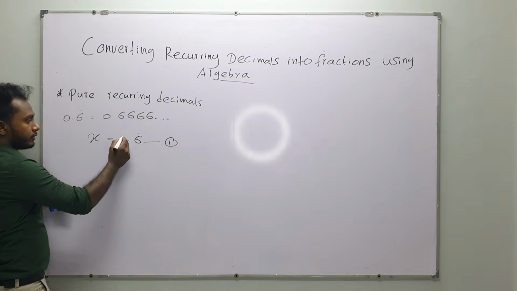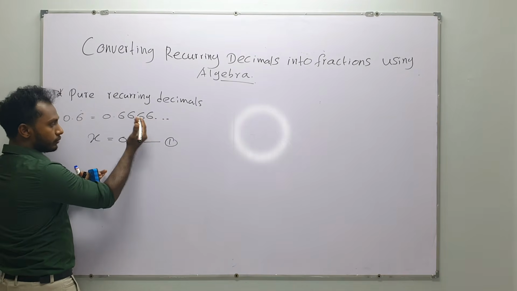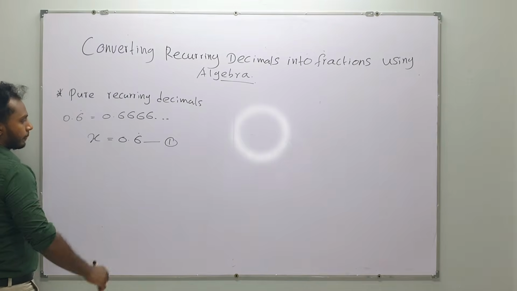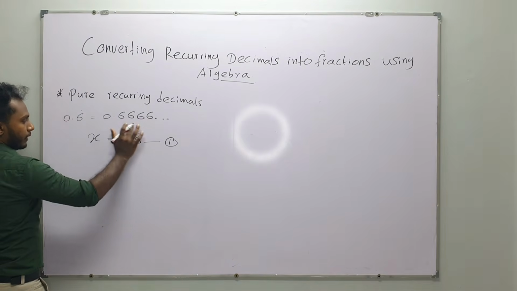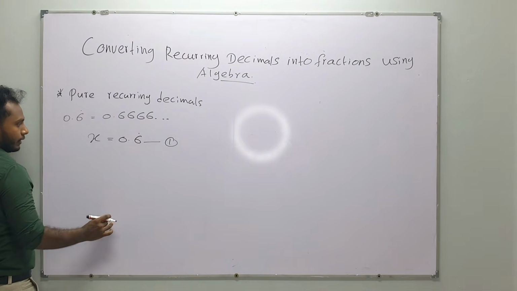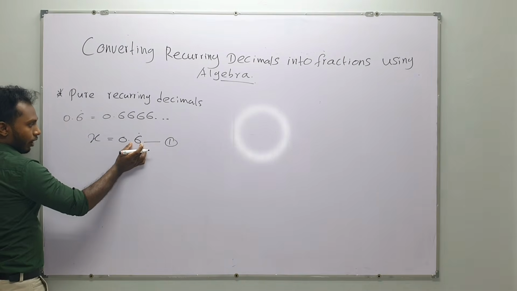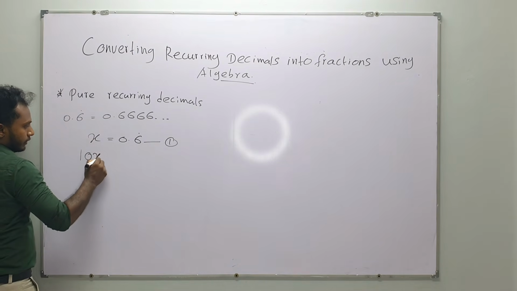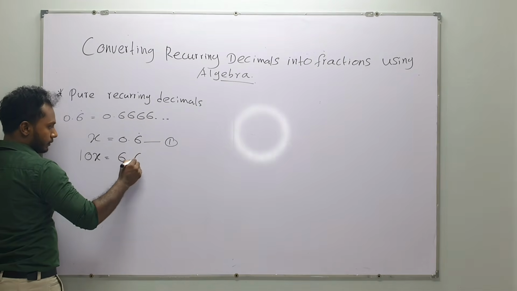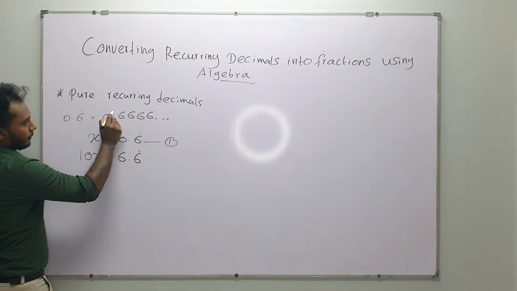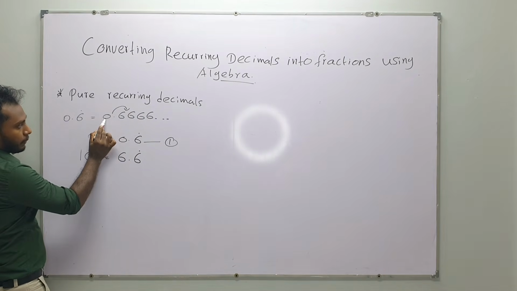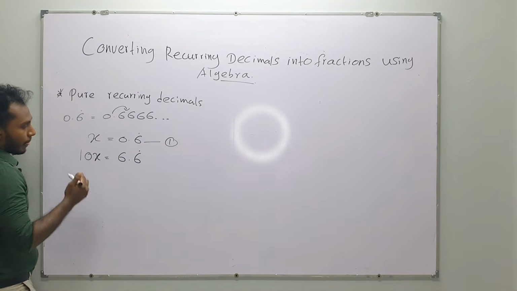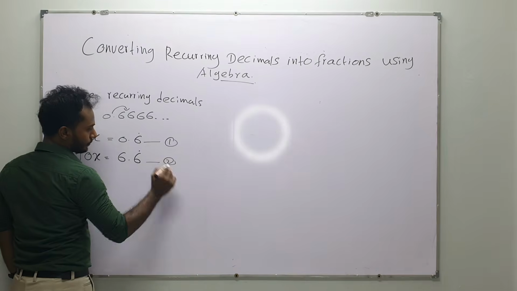Since there's only one digit recurring, I want to get that to the left side of the decimal place. To do that, I will multiply this whole equation by 10. Why? I want to get this digit only, right? Then I would write 10x equals 6.6 recurring. See, I multiplied by 10. What happened? The 6 came to this side, but the other 6 is already recurring. It never stops. I would name this as number 2.